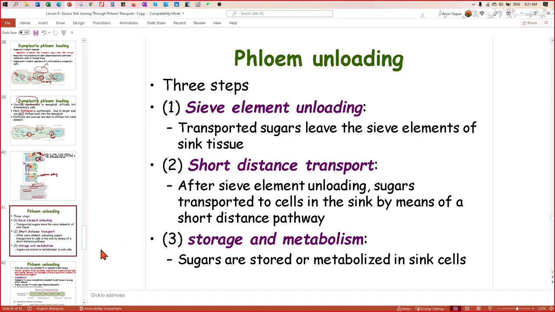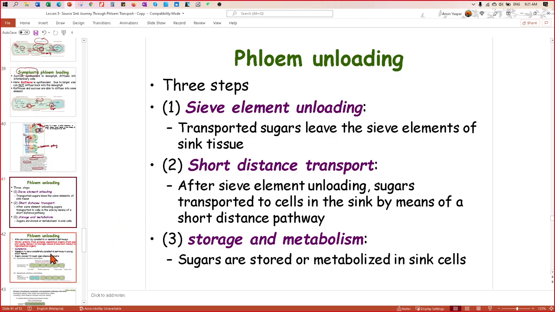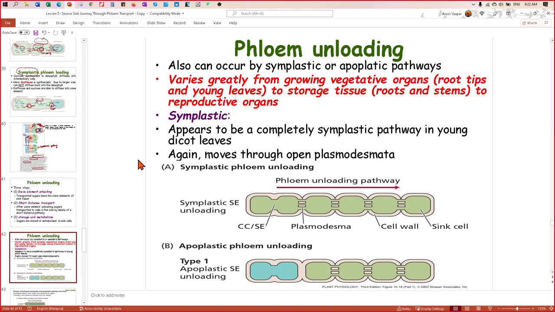We'll have a look at the unloading in a bit, okay? So you have learned two things now: the loading and also the long-distance transport. Now it is about to reach the destination. It needs to unload now. How does it unload? It can be symplastic or it can be apoplastic, okay? If it's symplastic, this is your sink cells. It's completely through plasmodesmata. No cell wall journey involved.